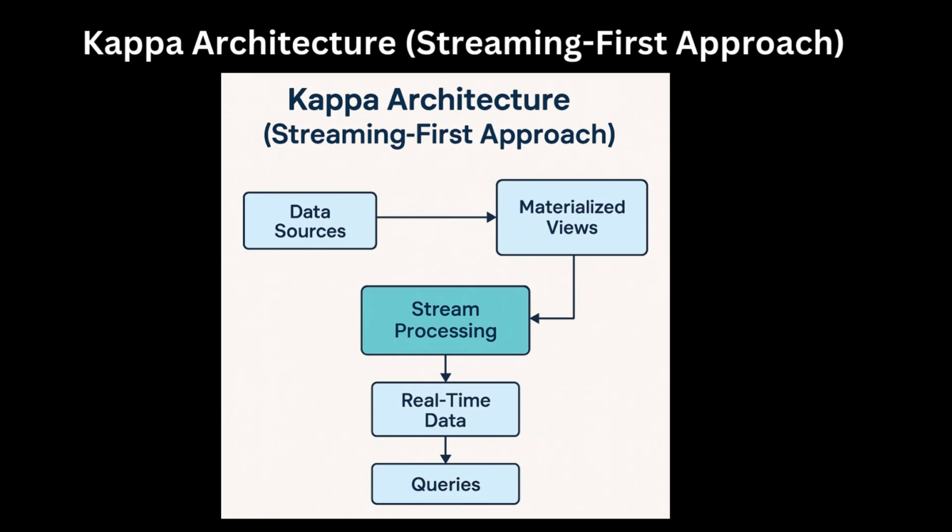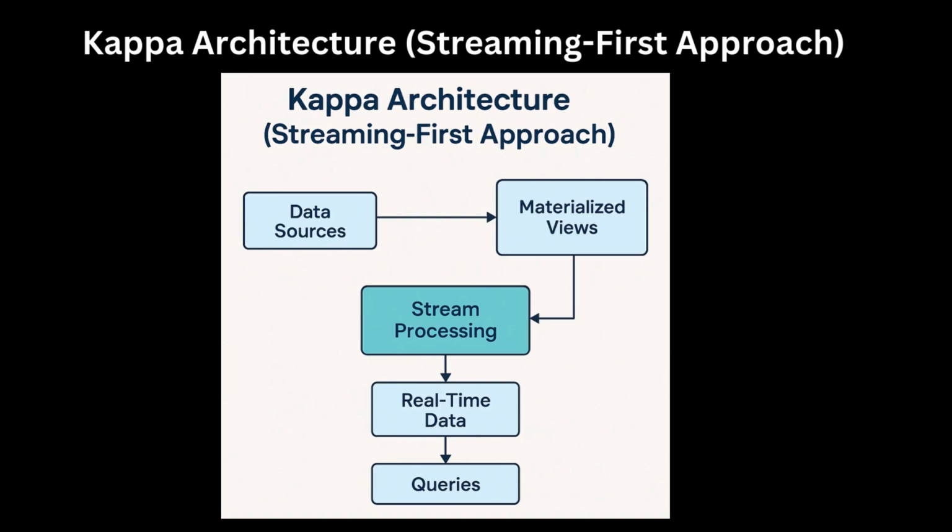Core principles of Kappa architecture. 1. Single stream processing pipeline. All data is treated as immutable streams, no separate batch layer. Historical data is reprocessed from the event log when needed. Uses stream processing engines, example, Apache Flink, Kafka Streams, Spark Streaming.